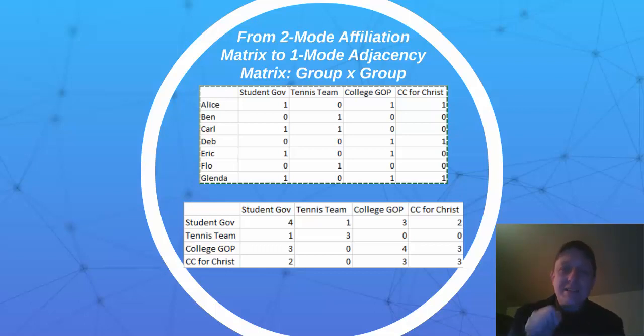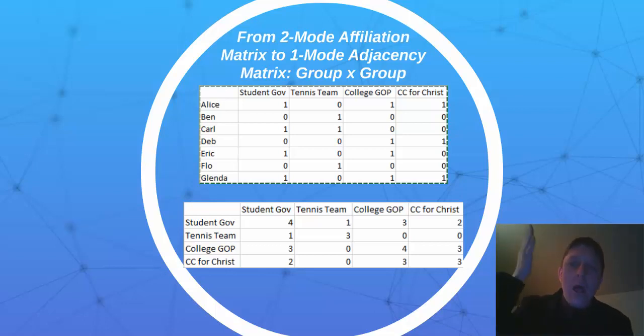You represent that by saying the college GOP and the Campus Crusade for Christ are tied more strongly to one another. So ideas, ways of doing things, practices are going to move across the relationship between the two groups more freely. There is no relationship, on the other hand, between the tennis team and the college GOP.